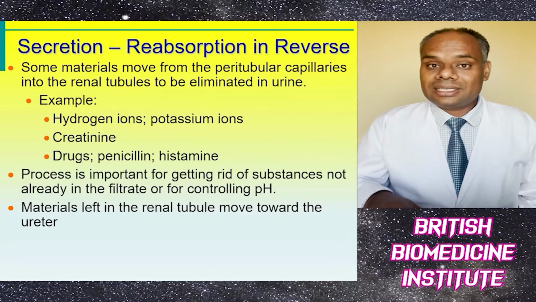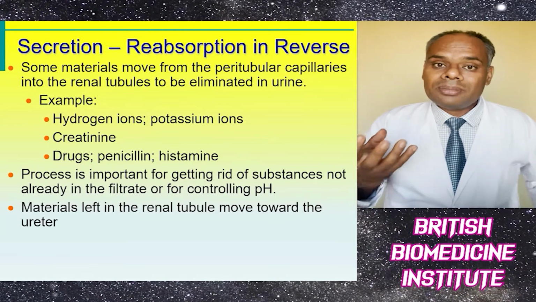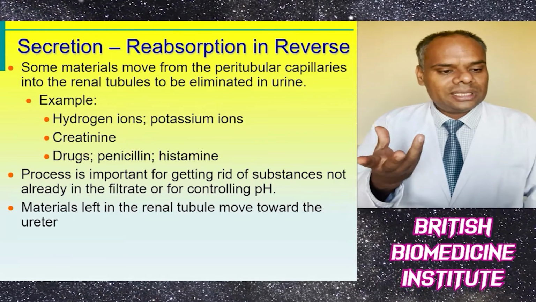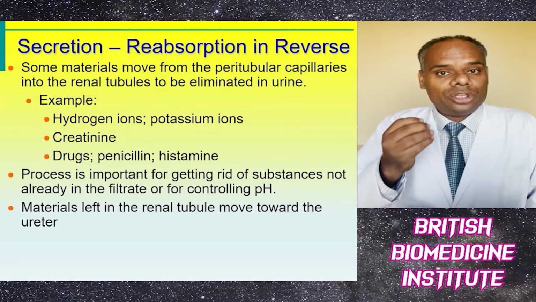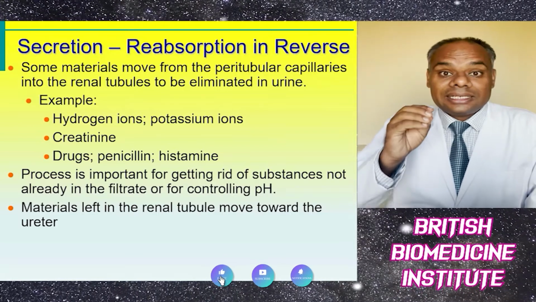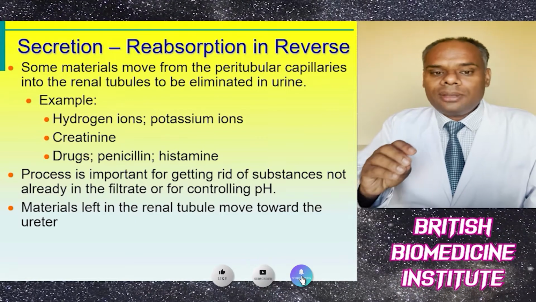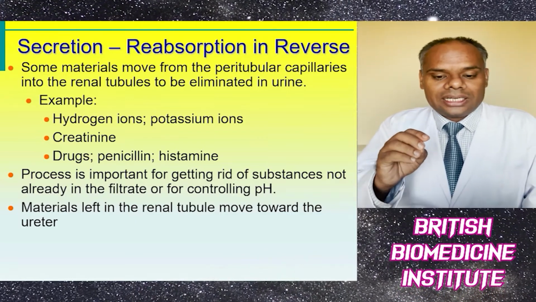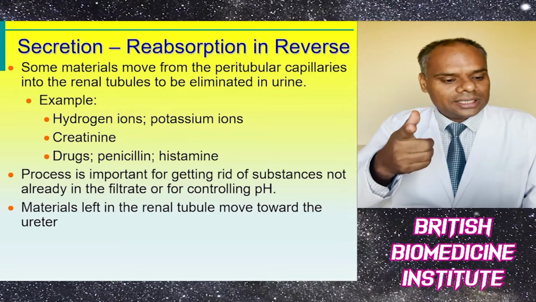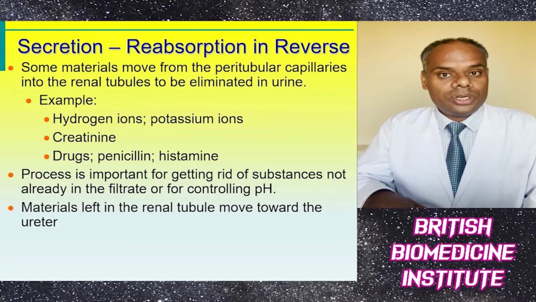Now comes the secretions, where the reabsorption is reversed. Some materials move from the PCT, peritubular capillaries, into the renal tubules to be eliminated in the urine. Examples: hydrogen ions, potassium ions, creatinine, drugs, penicillin and histamine. The process is important for getting rid of substances not already in the filtrate or for controlling the pH. Material left in the renal tubules moves toward the ureter.